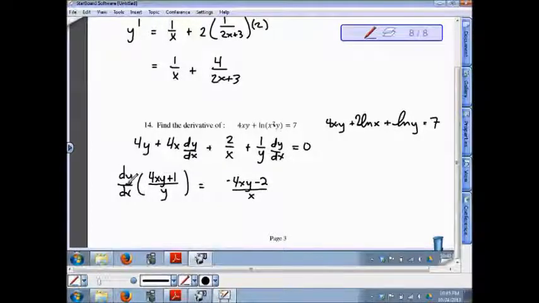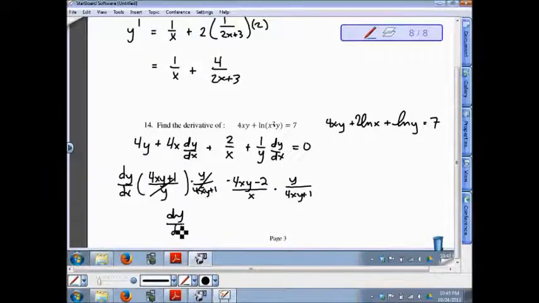Now we need to isolate dy dx. So we have two options here. We can either divide by this whole entire expression to cancel it out, and then divide by it here on the other side. It's kind of tricky to divide fractions like that, so I'm actually going to multiply it by the reciprocal on this side, so times it by y over 4xy plus 1, because that's going to cancel it from there, and then do the same thing over here, multiply by y over 4xy plus 1.